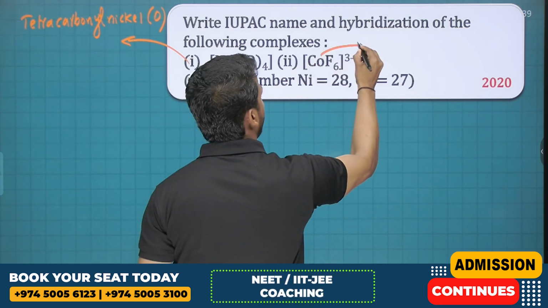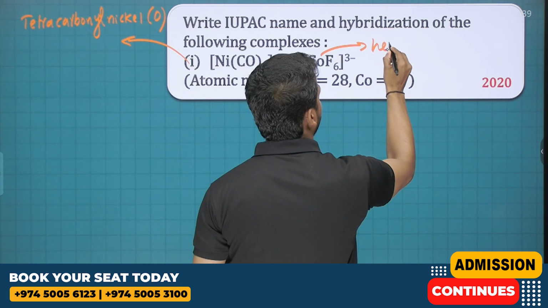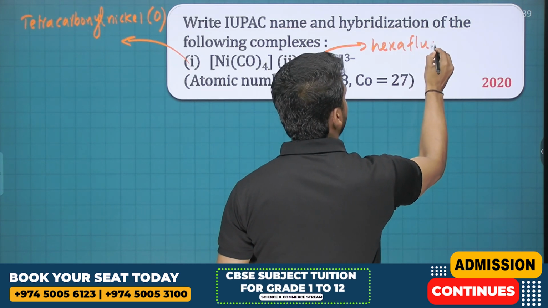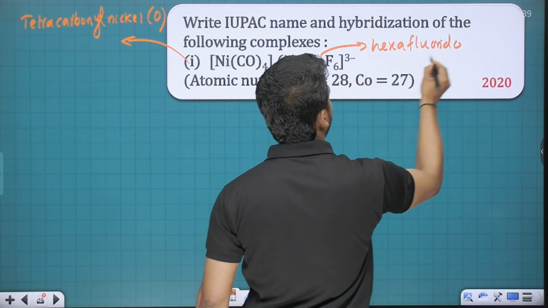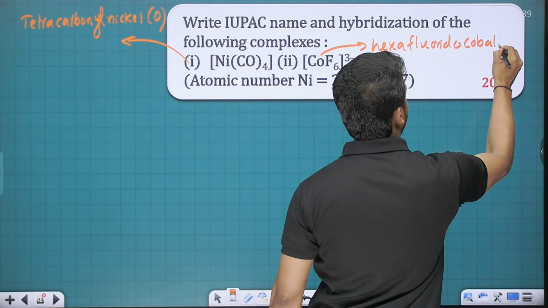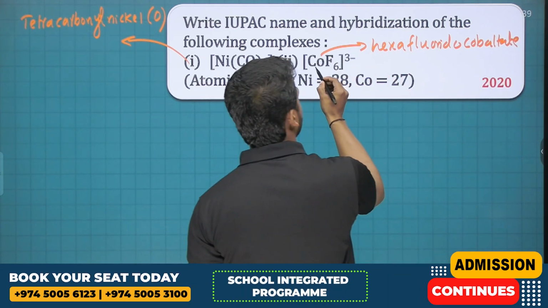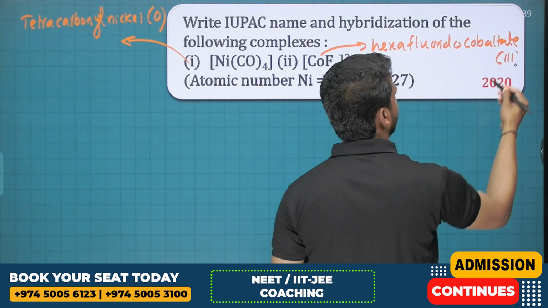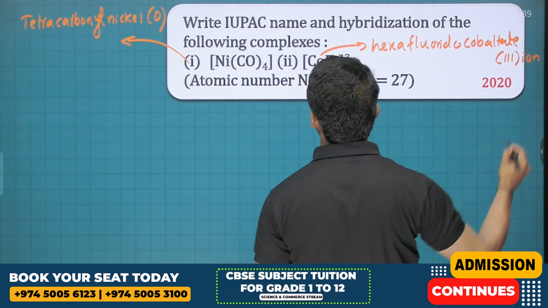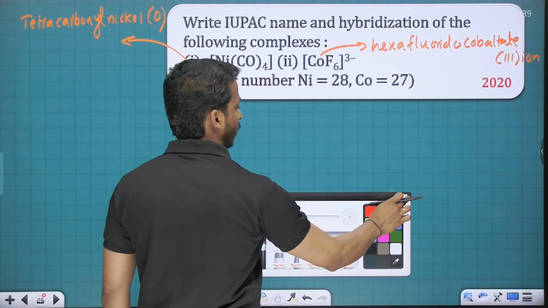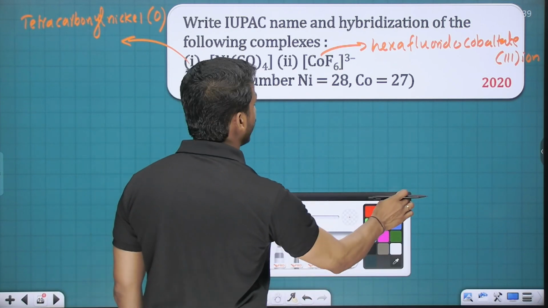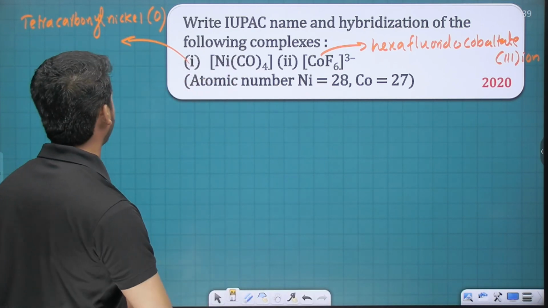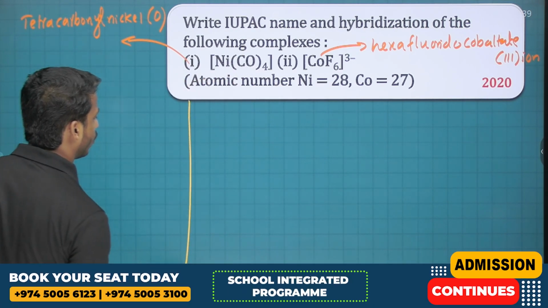Whereas what is the name of this compound? Hexafluorido, right? Hexafluoridocobaltate. Why cobaltate? Because cobalt is in the anionic part. Overall charge you calculate, my dear, you will get 3, and it is an ion, right? So we can write it as ion. Correct. Next one, we want to know the hybridization of each case. Okay, let us calculate.